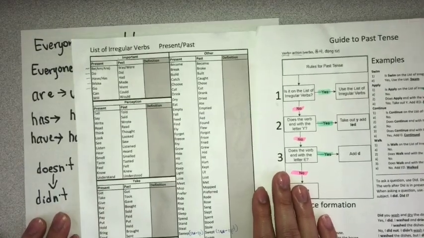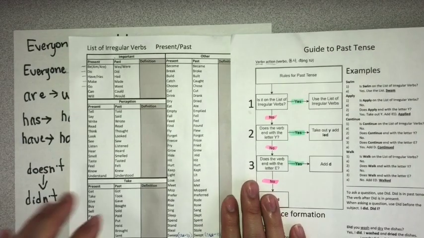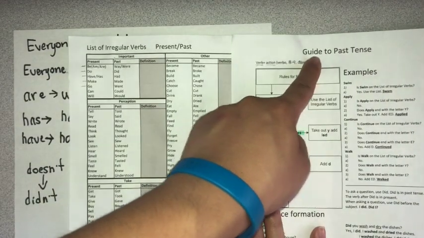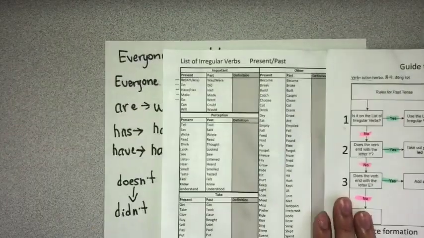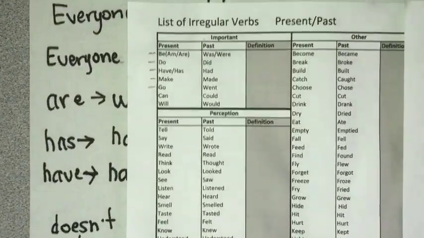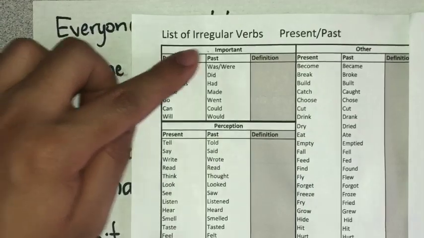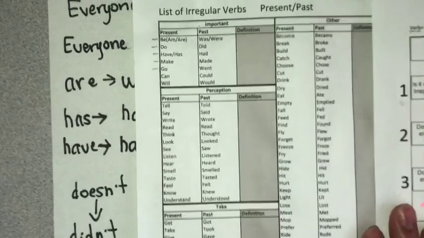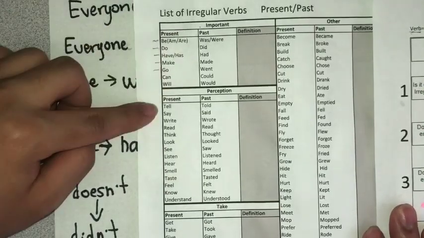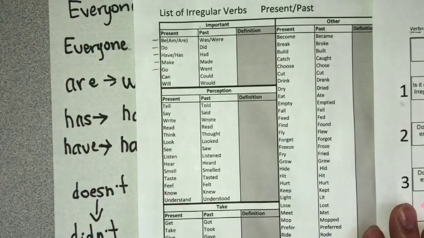Okay, that is the end of lesson 16. I want you to study the guide to past tense and the list of irregular verbs. So right now, in lesson 16, you need to know the important verbs and the perception verbs. So this section and this section, you need to learn these words.